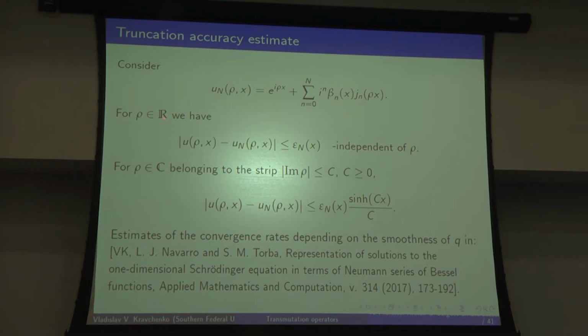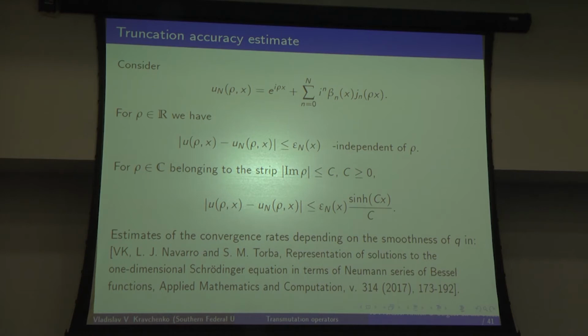And this is for rho being real. Rho is a spectral parameter, okay? So the estimate doesn't depend on the spectral parameter when rho is real. If rho is complex, then in the estimate we obtain the width of the strip where the complex rho lives. But essentially this is the same. More detailed estimates, depending on the regularity of Q, can be found in the same paper.